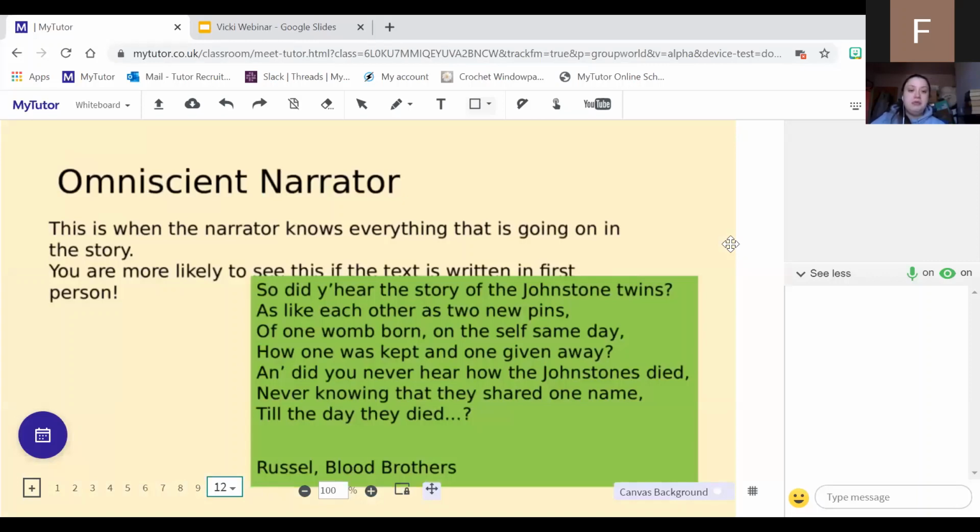So my example for omniscient narrator then. I've chosen Blood Brothers, which is another set text. I'm sure some of you are studying this. This is a quotation from the start of the play, in which basically the narrator tells us the entire plot of the show. It's a massive spoiler. He starts off with them being born, and then them dying, and tells us exactly what's going on. We're going to start with them being born, and then we're going to end with them dead on the stage. So that's an example of an omniscient narrator.